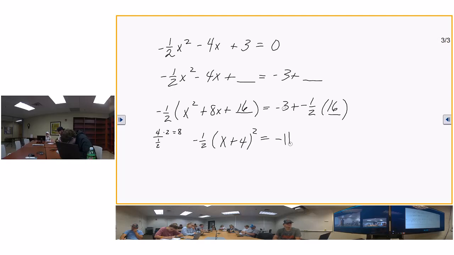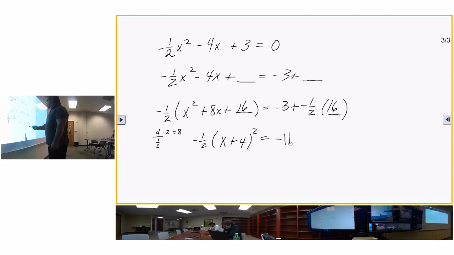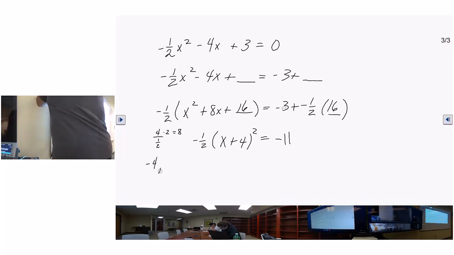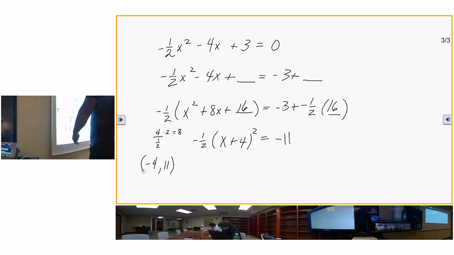All right, so I'm going to divide here. What's my vertex? My vertex is negative 4 and what? 11. And now I'm going to finish by multiplying through by negative 2. And that's going to give me x plus 4 quantity squared is equal to, what's negative 11 times negative 2? 22.